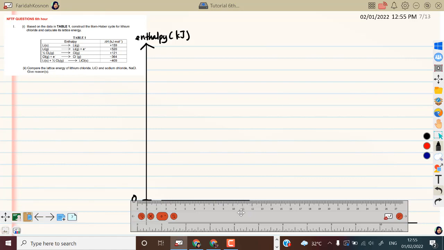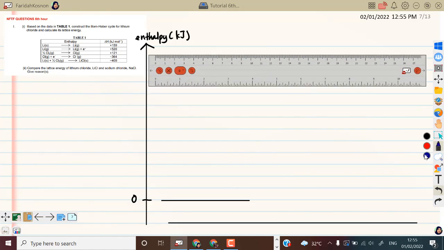Okay, so apa yang saya nak tulis kat situ, saya akan tulis dulu equation nombor 5 ni, enthalpy of formation tu. Okay, so now we have lithium solid, plus half mole of chlorine molecule gas. Proses ini akan melibatkan exothermic process where the formation of lithium chloride will release energy. So, bila release energy, delta H tu negatif kan? Jadi, arrow kita ni ke bawah, downwards.